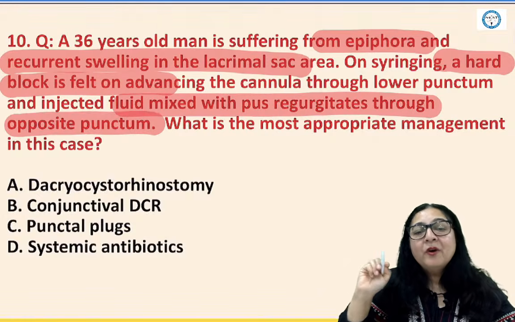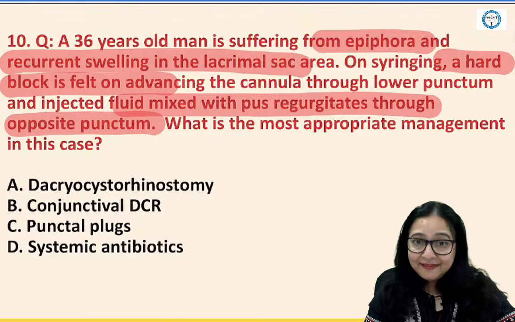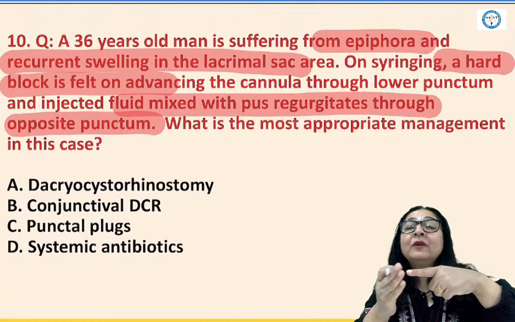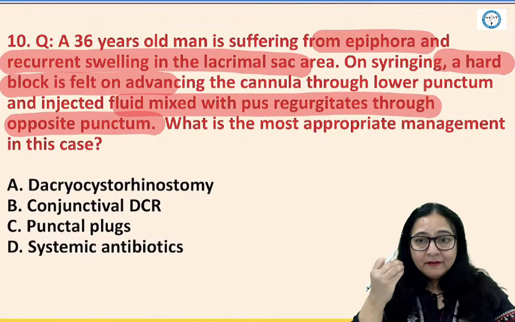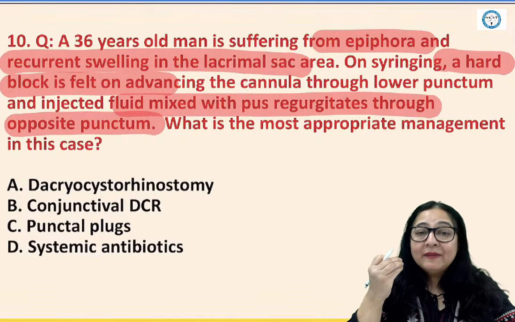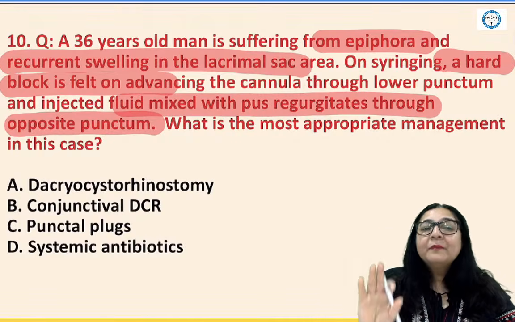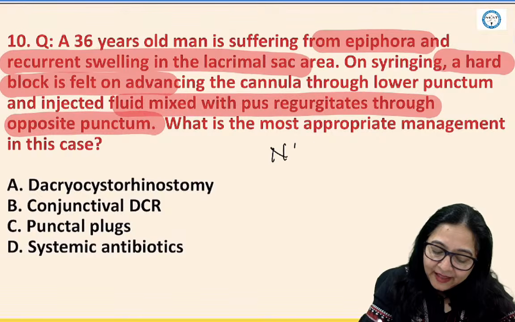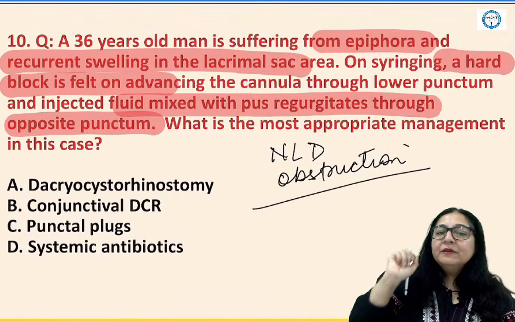Okay, so based upon your interpretation of the syringing test, what is the diagnosis in this case? When you see a hard block, it means nasolacrimal duct obstruction, beta. The fluid collected in the lacrimal sac area becomes a little infected, so it is mixed with pus and comes out through the opposite punctum. So the diagnosis in this case is NLD obstruction, and it is a complete obstruction because the whole of the fluid is coming through the opposite punctum.